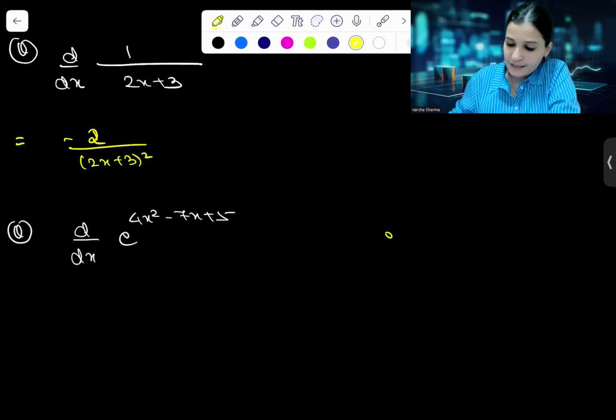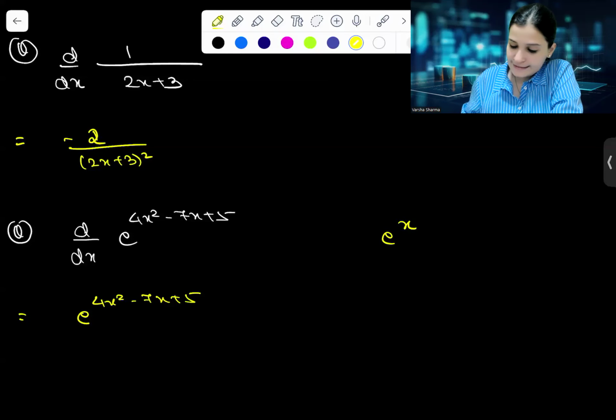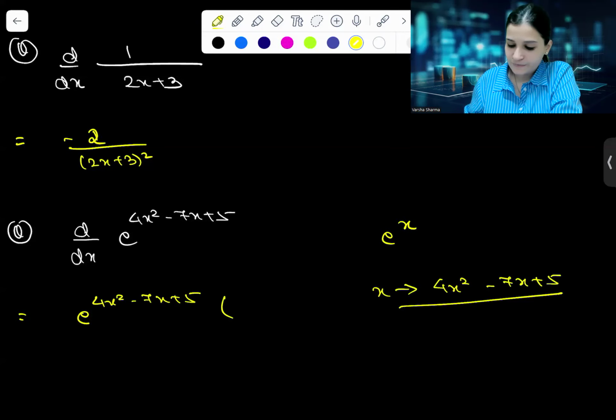Second, we will treat this as e power x. So the derivative of e power x is e power x. Instead of x, we have 4x square minus 7x plus 5. Differentiation of this is 8x minus 7.